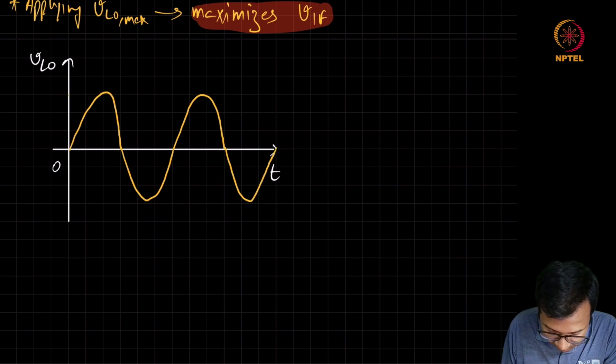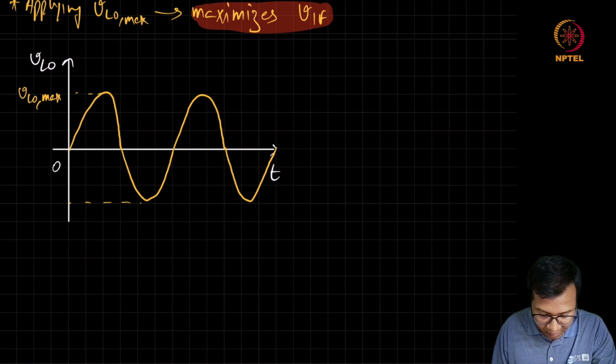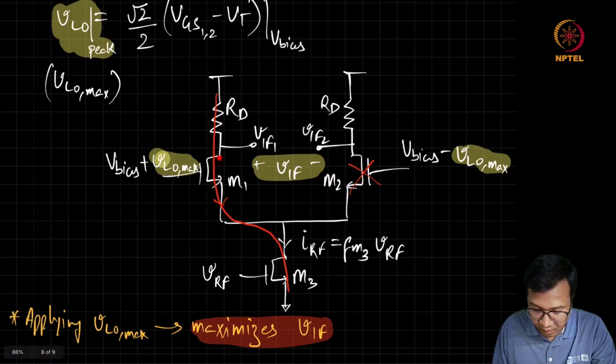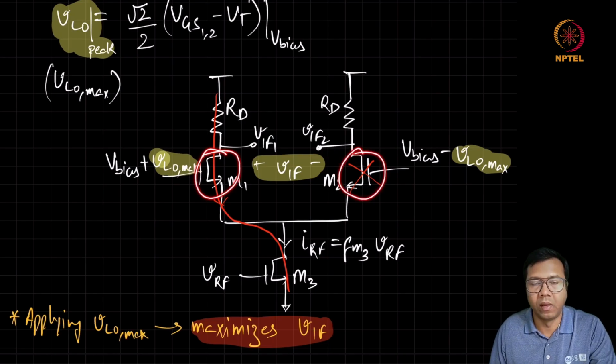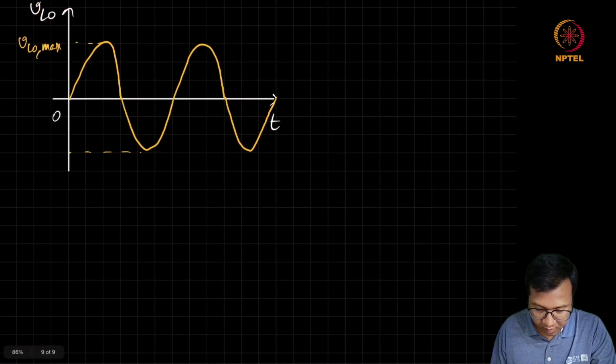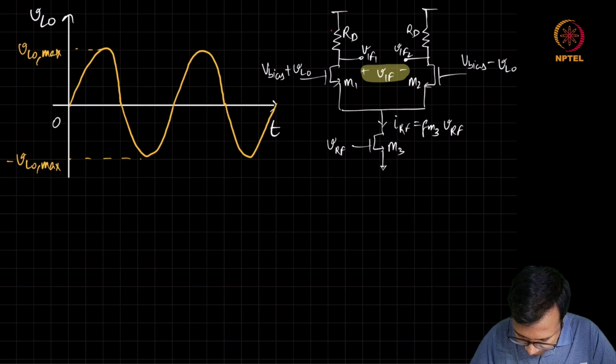What we are saying is this should correspond to this VLO max. And when that happens, you will see that we are assuming the GM1 and GM2 to be a function of VLO. Because of this large signal being applied at the gate, these GMs are going to change very fast.